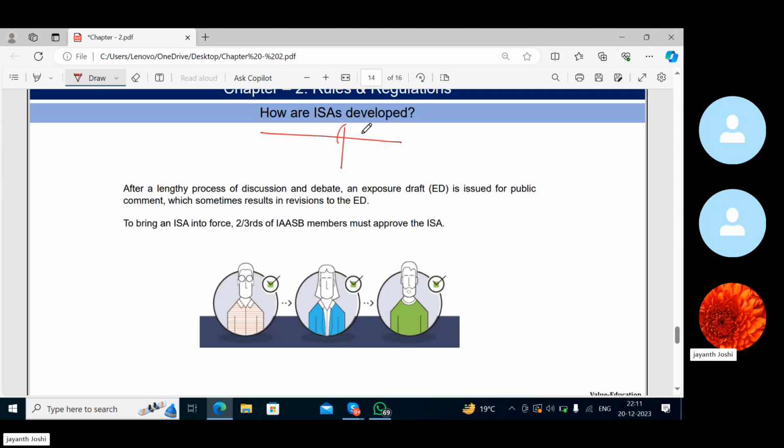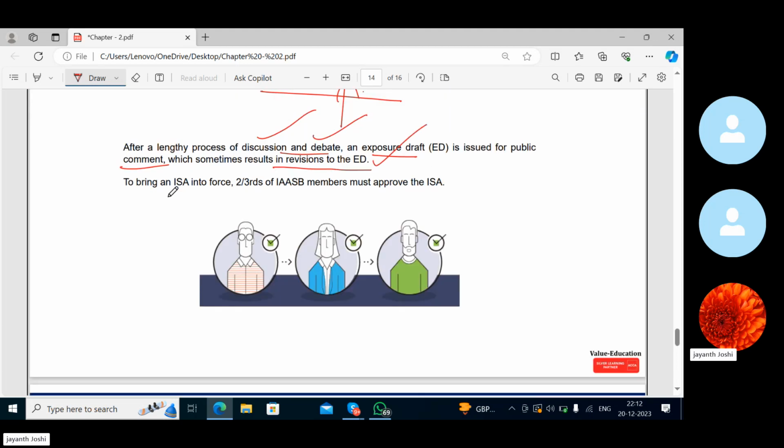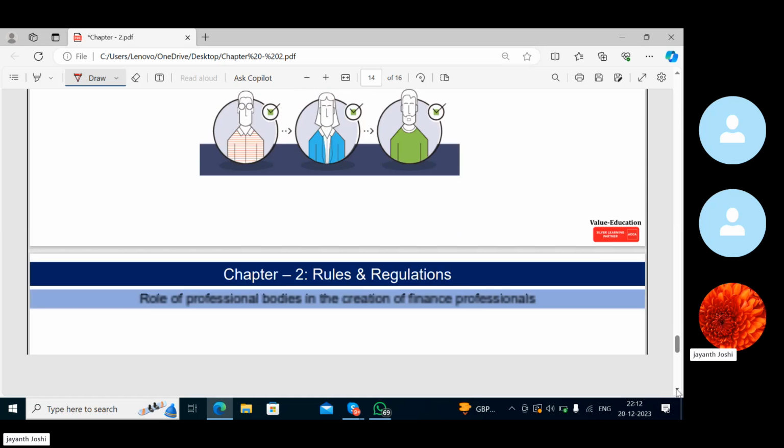How are ISAs developed? These very good standards related to audits are developed after a lengthy process of discussion and debate, and an exposure draft. This is what happens everywhere in democratic nations. In India also, for making any standard or law, first a draft is made. This is given for public discussion and debate, and they will see what the majority of people accept. If many people accept this, then it will be made a standard. The exposure draft is issued for public comments, which sometimes results in revisions to the exposure draft. That means if they want to make some changes, or are not liking something, that is welcome. And then, to bring an ISA into force, two-thirds of IAASB members must approve the International Standard on Auditing.